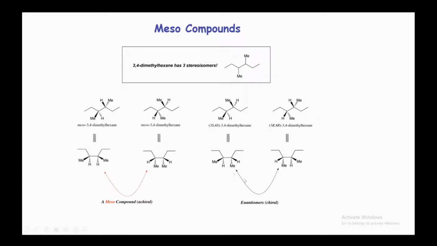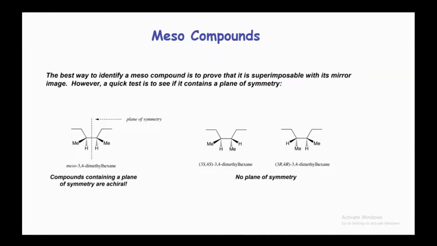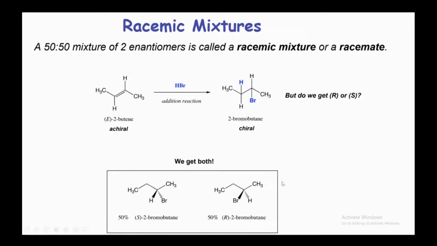The relationship between these two compounds is enantiomers, and the relationship between these two compounds is meso, and meso compounds are achiral, even though they contain chiral centers. So they contain a plane of symmetry. Furthermore, this is a plane of symmetry which cuts the molecule and divides it into two pieces, and those two pieces become identical to each other. Whereas in enantiomers, no plane of symmetry exists. Okay, let's move on to the next.